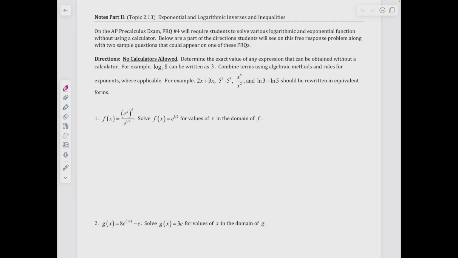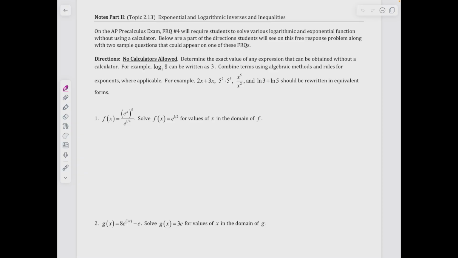It says on the AP Pre-Calculus exam, FRQ will require students to solve various logarithmic and exponential functions without using a calculator. So below are a part of the directions that you will see on the free response problem, along with 2 sample questions that could appear on one of these FRQs. So the directions, you have to be able to do this without a calculator.